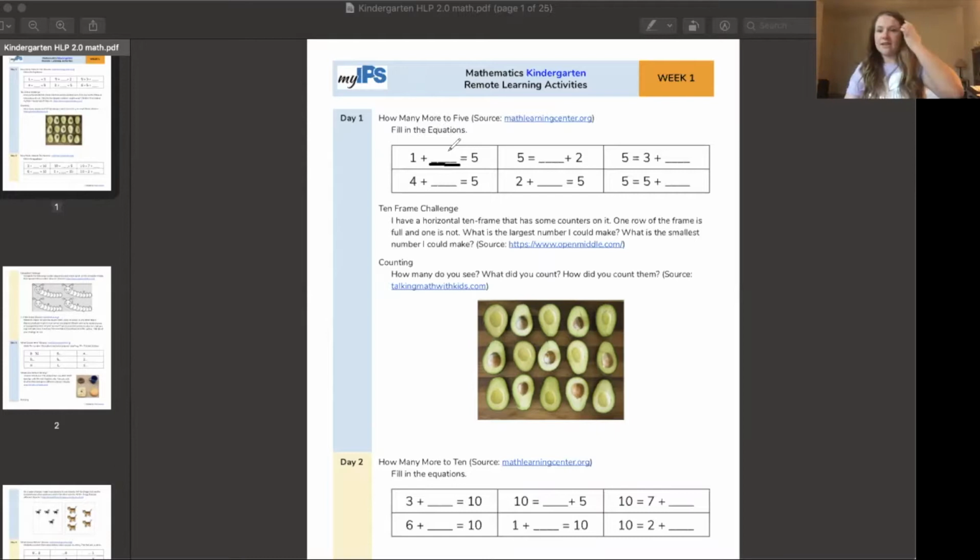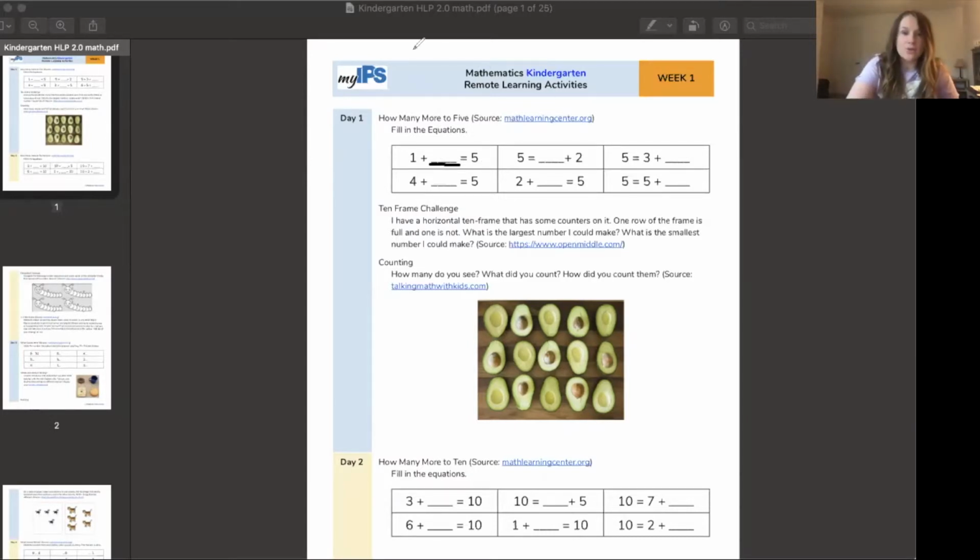So let's practice counting. 1, 2, 3, 4, 5, 6, 7, 8, 9, 10. Well, what if I start at the number 4? Let's start. 4, 5, 6, 7, 8, 9, 10, and so on, okay? So you know that you can count on. So today we're going to be counting on. So let's go ahead and see. We have 1 plus something equals 5. So how many more do we need to make 5?